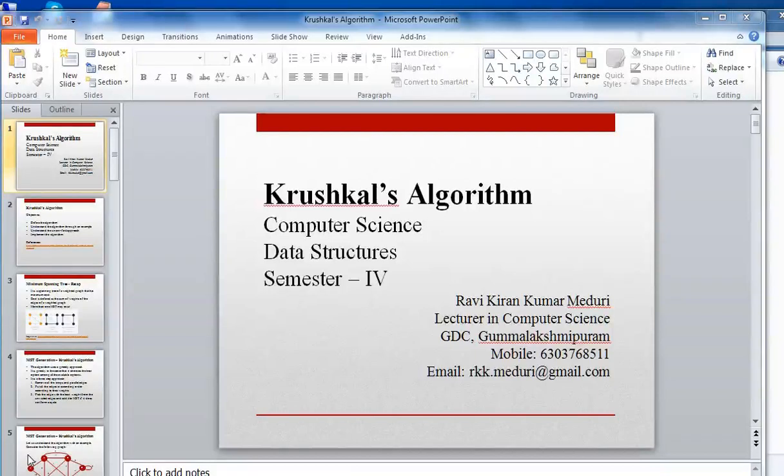Hello everyone. In this session we are going to discuss Kruskal's algorithm. In the previous session we discussed spanning trees and looked at the idea of a minimum spanning tree and the algorithms that are used to generate minimum spanning trees. So in this session we are going to look at one such algorithm to understand how to generate a minimum spanning tree for a given graph.